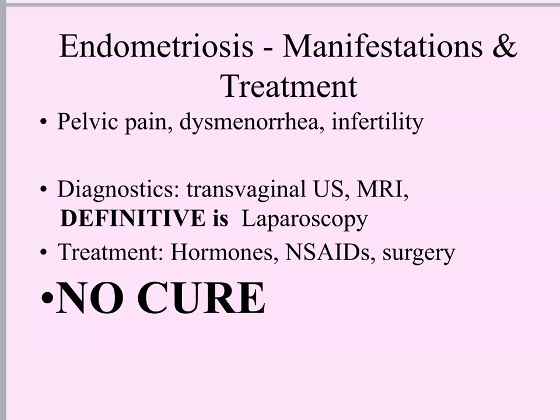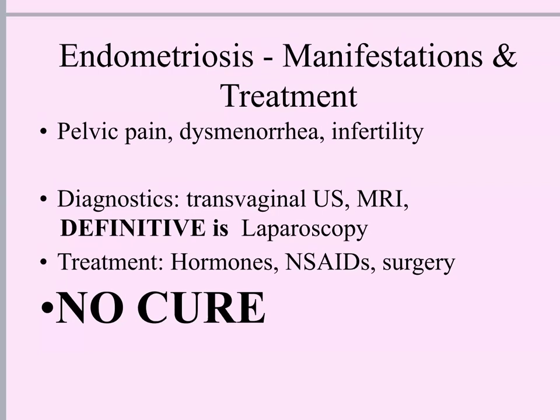So if there happens to be endometrial tissue deposits there, they will see it. MRI can be helpful, but the definitive diagnosis is a laparoscopy. During a laparoscopy, they insert a small camera in the abdomen, and they can directly visualize those endometrial implants, cysts, or adhesions. And then they can biopsy, sometimes, to confirm the diagnosis under a microscope.